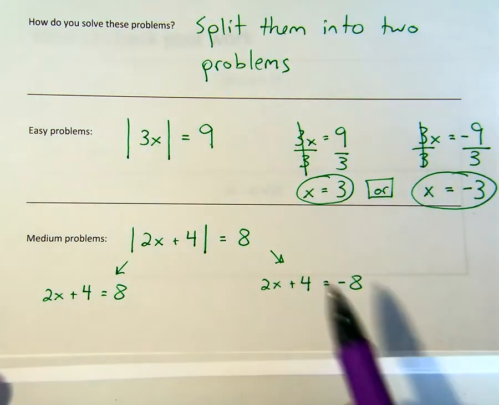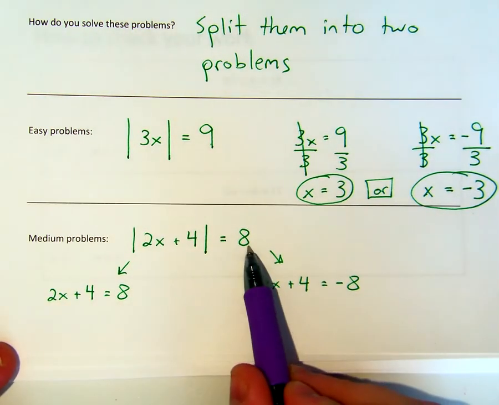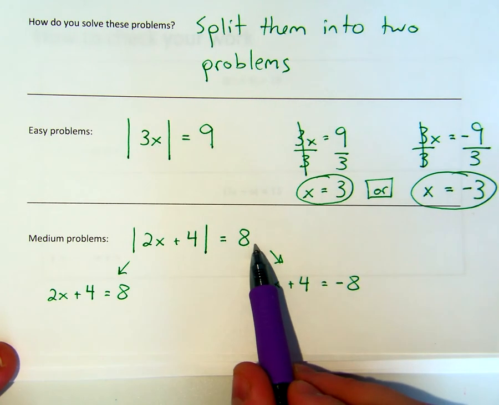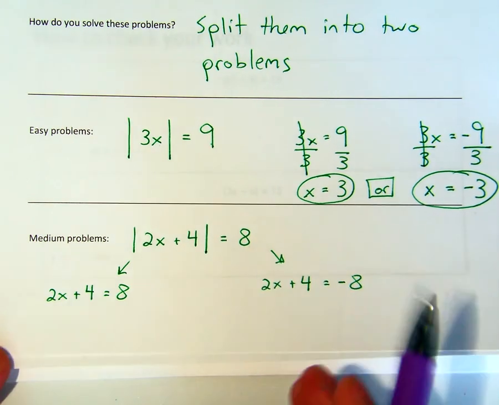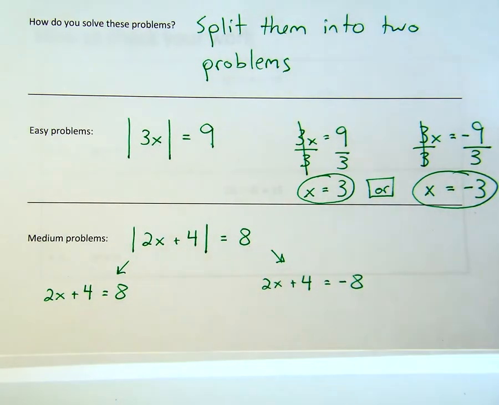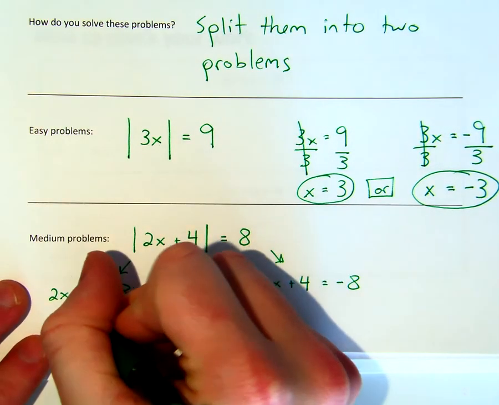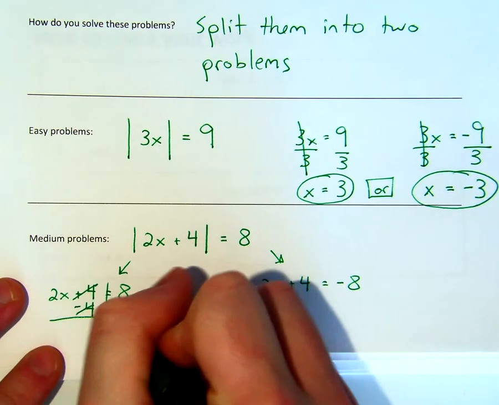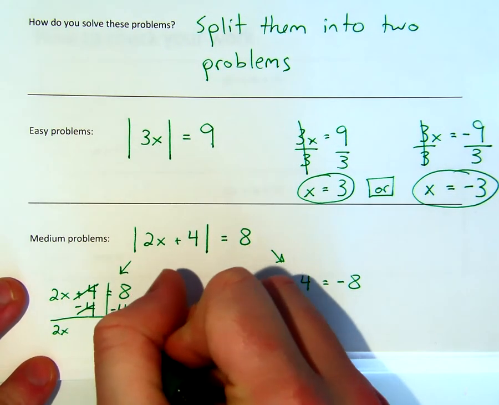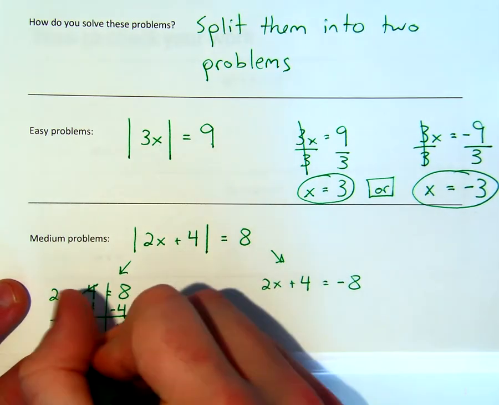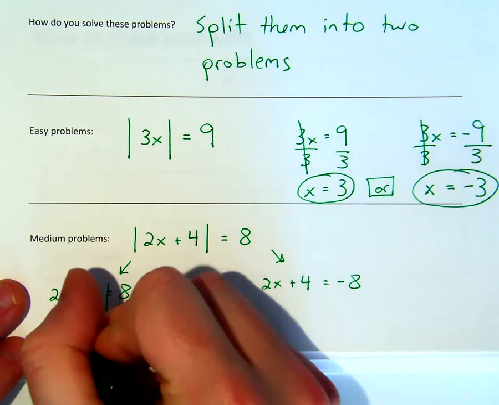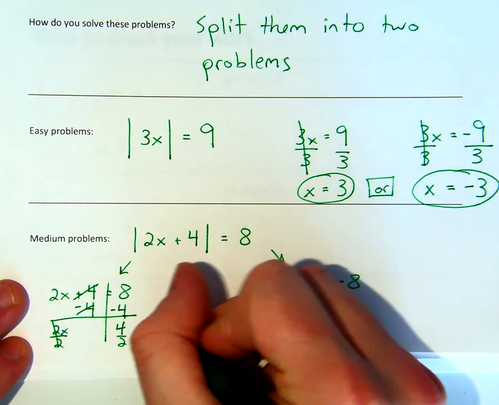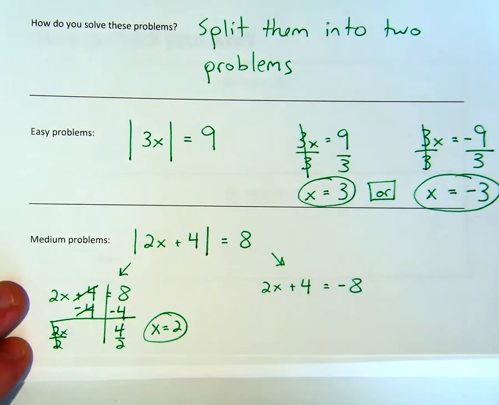Again, we can do that because we know that there are two spaces on a number line that are exactly 8 spots from 0. One of them is positive 8 if you travel to the right. The other one's negative 8 if we travel to the left. And then you solve these problems as you normally would. We would subtract 4 from both sides, find that 2x equals 4, and then divide by 2. And on the left side, we find that x equals 2.